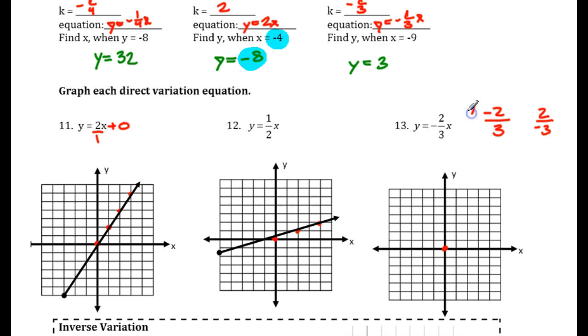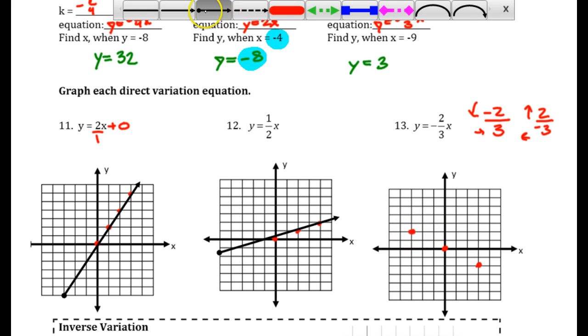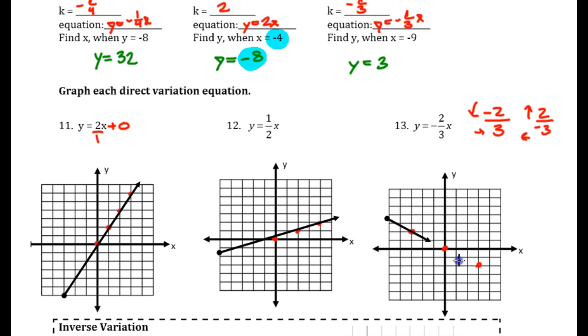So this one would be down 2, right 3. So if I start in the middle, down 2, right 3. If I do the other way, it would be up 2, left 3. Up 2, left 3. Okay? So either way, you can see that it's still going to fall into a nice straight line here. And there's our direct variation. All right, so that's pretty much it for direct variation.